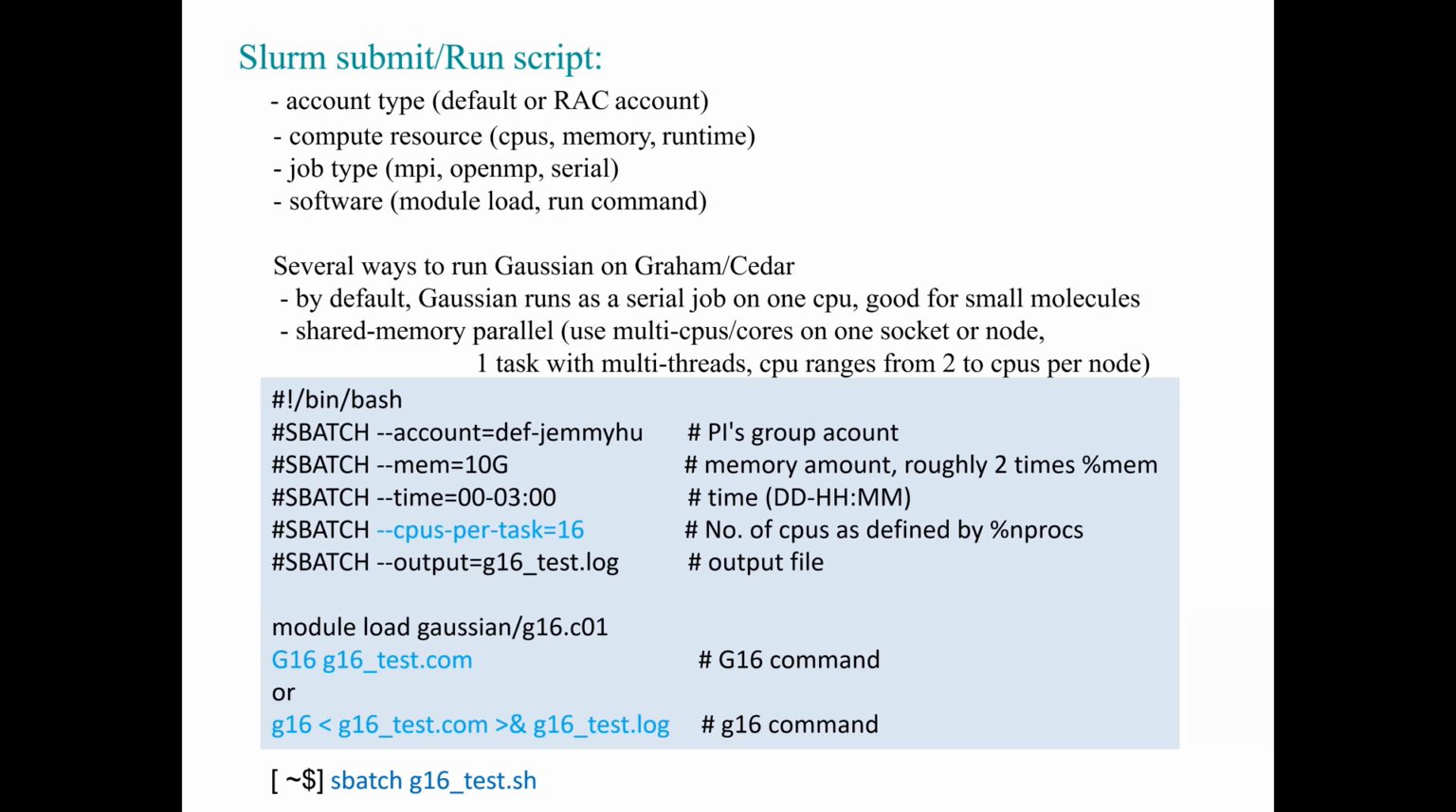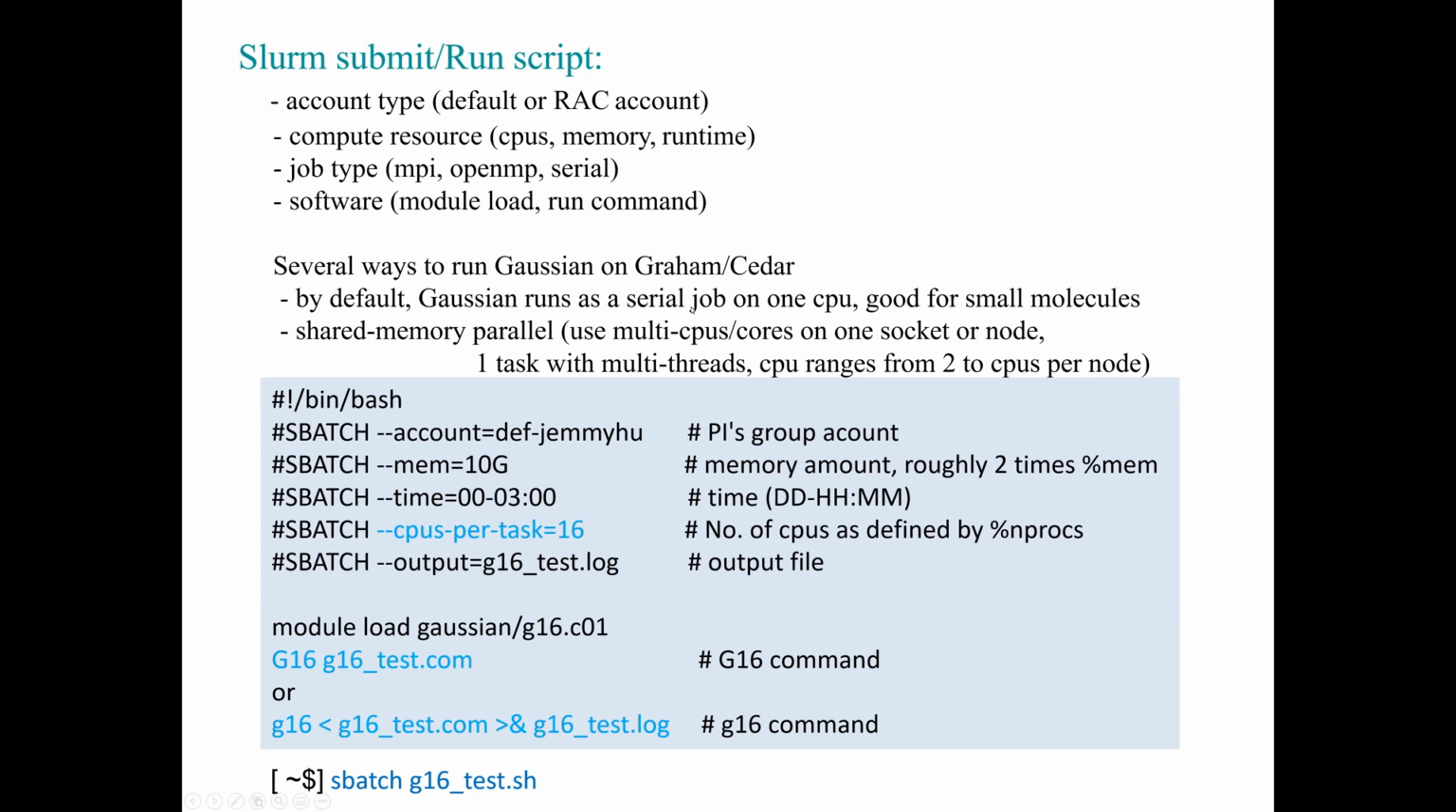So that is the approach to use more CPUs. Running Gaussian across nodes, we don't have the license, so we don't have that approach. So you should understand that if you want to run Gaussian on Graham and Cedar, you can only use the CPUs on one node. Don't try to go across nodes.